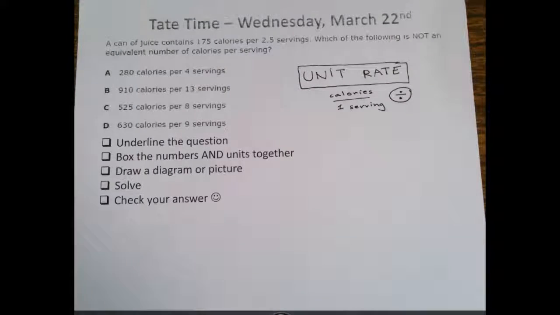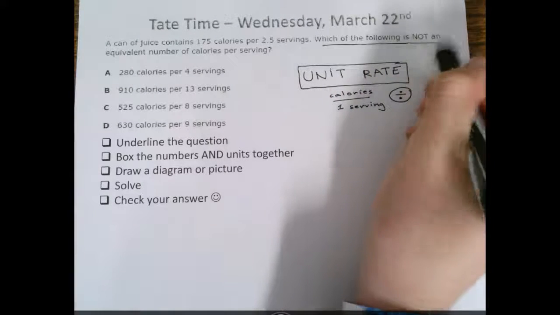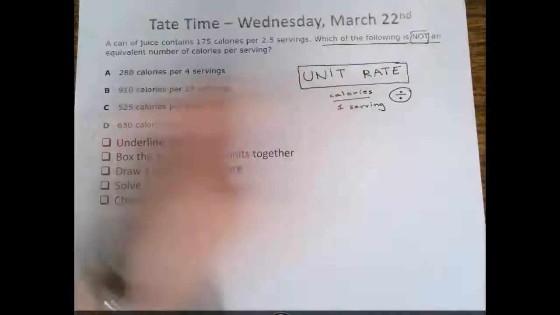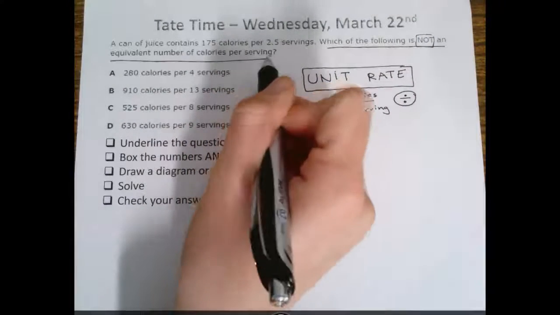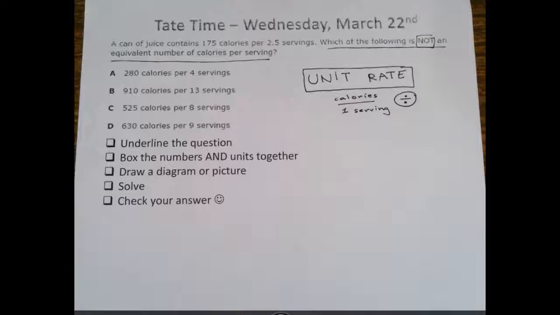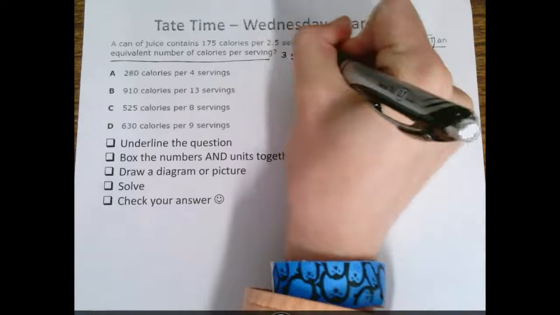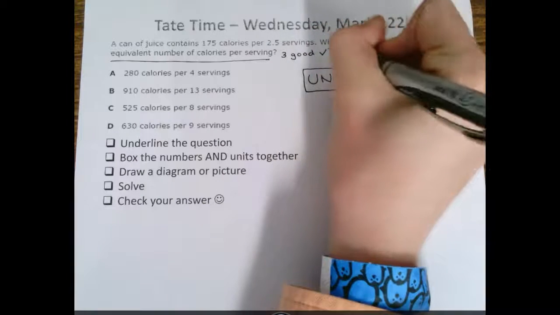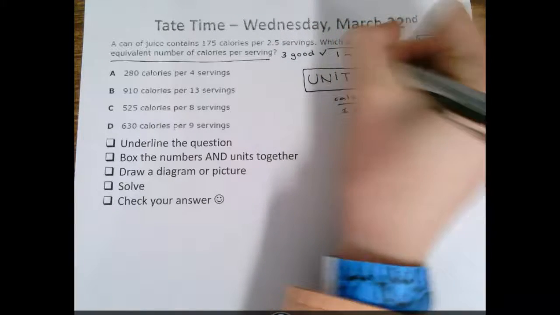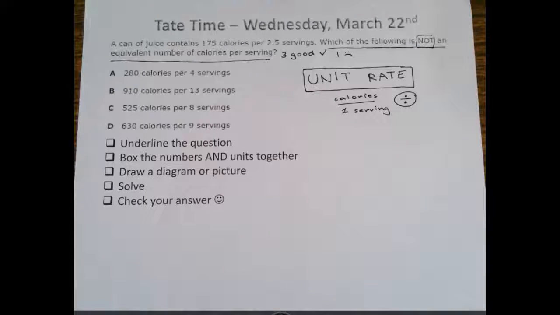So, the question is, which of the following is not an equivalent number of calories per serving? When it says which of the following is not, that means that 3 are good, meaning that 3 do work, 3 are equivalent, and 1 is bad. And that's going to be our answer. So it's kind of confusing, because our answer is the one that's not the answer. Boom, boom, boom. Alright, so let's check it out.